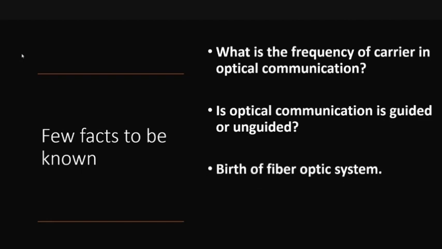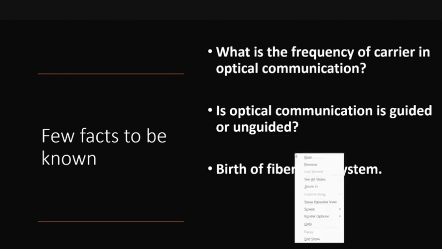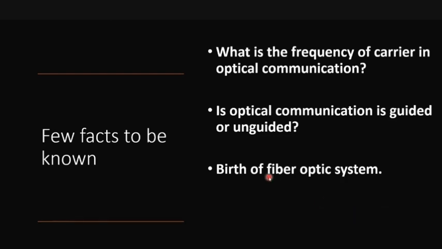Next, birth of optical system. How this has arrived. Okay, so to guide the light in the waveguide, initially metallic and non-metallic waveguides were fabricated. But what will happen? Enormous losses used to be encountered using the metallic waveguides. Okay, so they were not suitable. They were not suitable for telecommunication purpose.